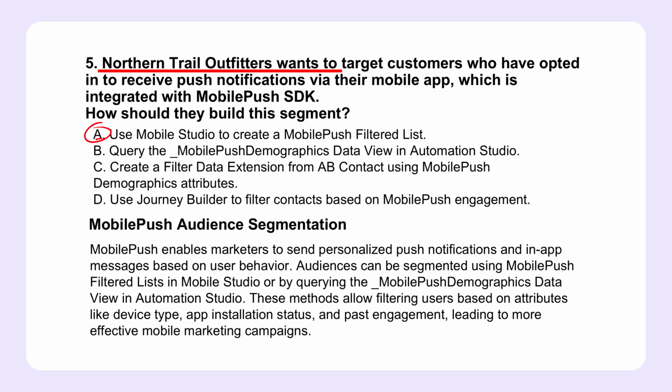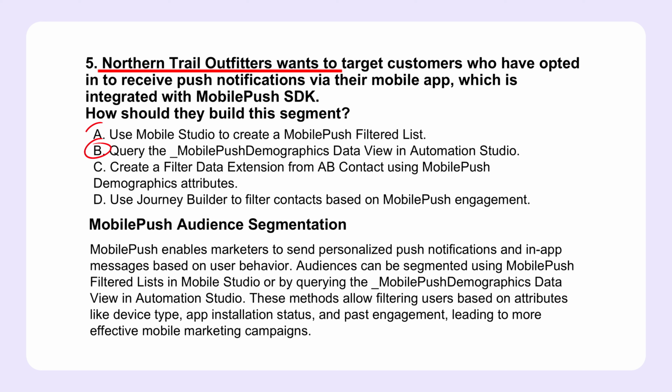So one approach is more visual, using the interface in Mobile Studio, while the other gives you more flexibility for complex segmentation through querying in Automation Studio. Are there times when you might choose one over the other? Definitely. They serve slightly different needs. Mobile Studio's filtered lists are really good for quick and easy segmentation based on those common mobile push attributes. But when you need more advanced logic, maybe you want to combine push notification preferences with other data you have in Marketing Cloud, then Automation Studio and querying that data view give you that extra power and flexibility.